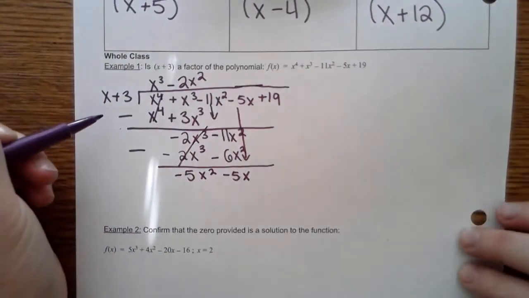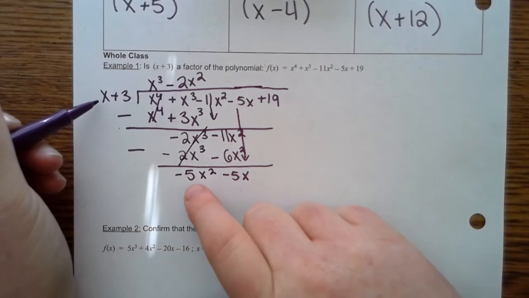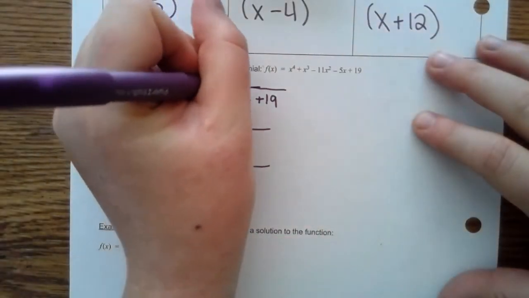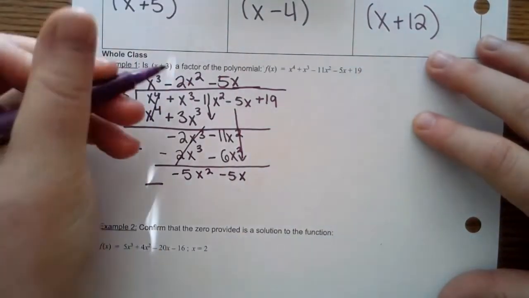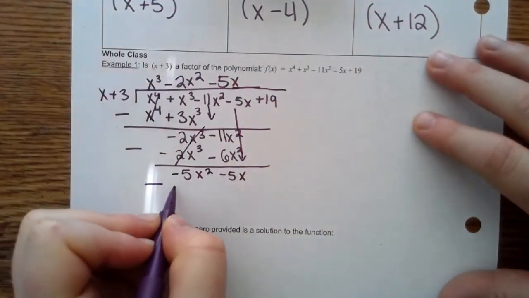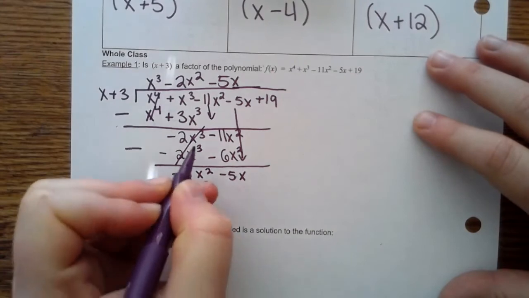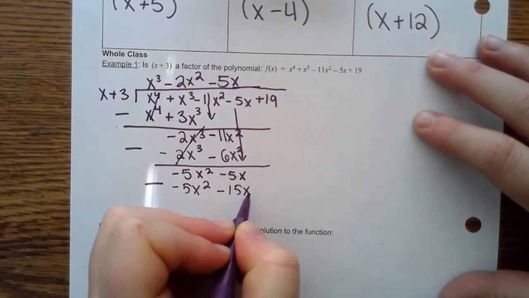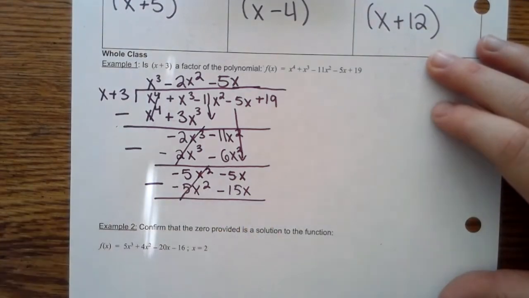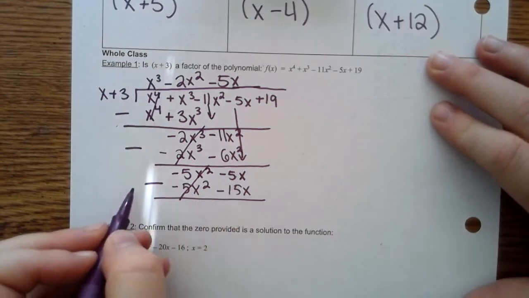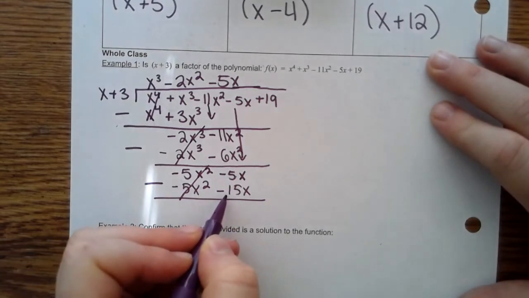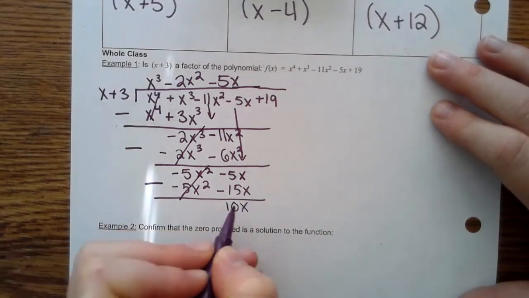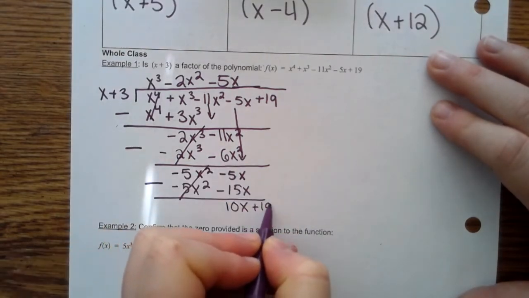So now I do the process again. I want this to match this. So that's going to be a negative 5x. And then I do the multiplication. Negative 5x times x is going to be negative 5x squared. And then negative 5x times positive 3 is going to be minus 15x. That goes away. Negative 5x minus negative 15x is really adding. So that's going to be positive 10x. And then I bring down my 19.